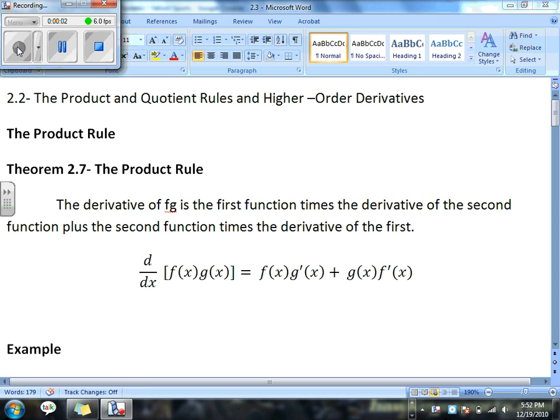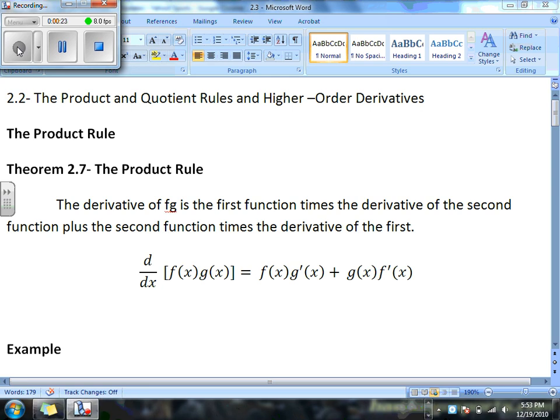Okay, moving on with derivatives, we're going to look at the product rule and the quotient rule today, and the next day we'll do some derivatives of trig functions, and then we'll just keep diving farther into derivatives and different kinds of rules to take derivatives.